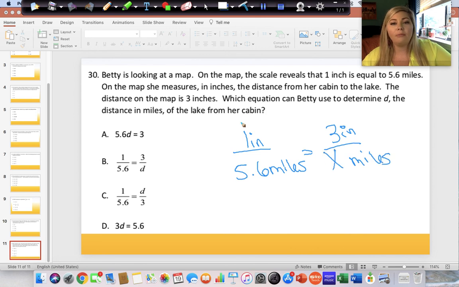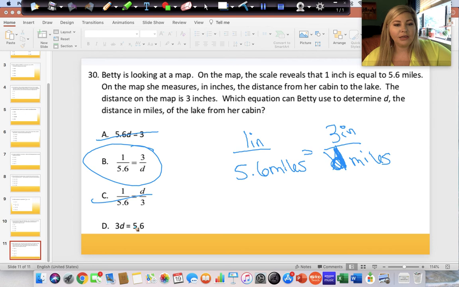And I don't know how many miles we have yet. Oh, it wants us to determine D. So it wants to use the variable D here instead of x, which is fine. It doesn't change anything. Okay, so we're looking for this equation over here. It's not A, it is B, it is not C, and it's not D. So our answer choice here is B.